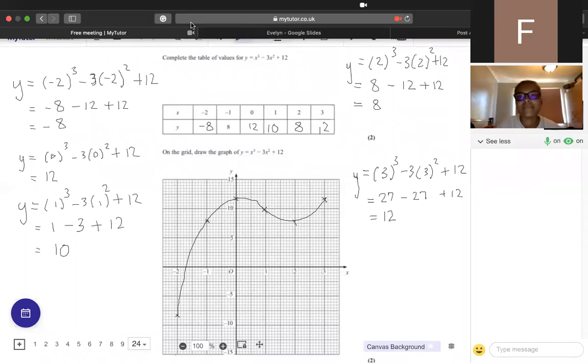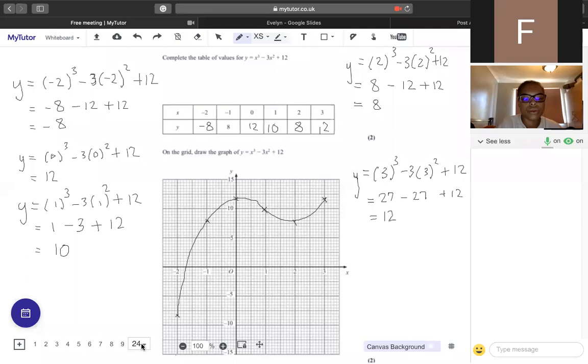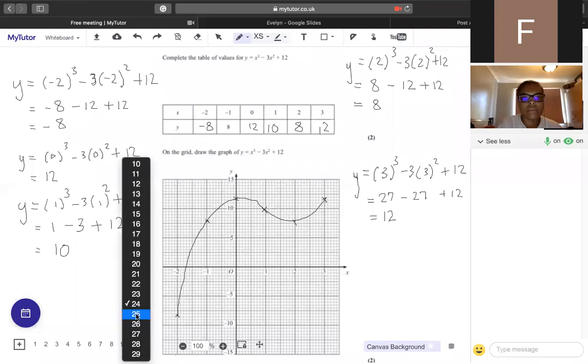Amazing. We haven't got any more math specific questions. Are we able to maybe go through some more sample questions? Yeah, definitely. So let's go through. I've got another one here for reciprocal graphs.